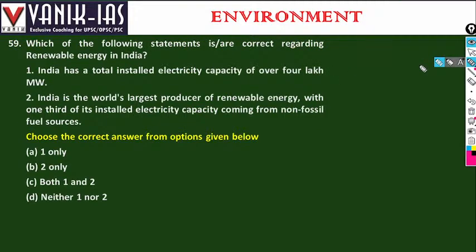Which of the following statements are correct regarding renewable energy in India? India has a total installed capacity of over 4 lakh megawatt. India is the world's largest producer of renewable energy with 1/3 of installed capacity coming from non-fossil fuel sources. No, it is not the largest producer. This is wrong. So one only is the answer.